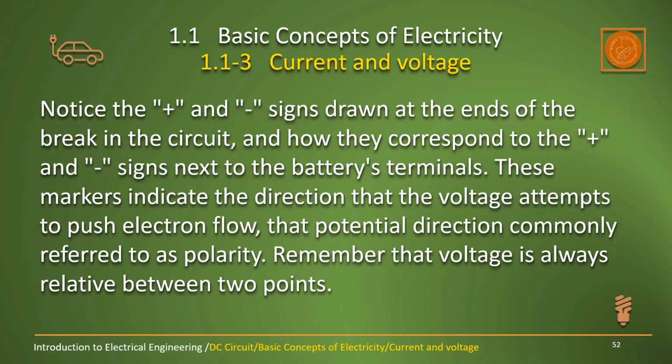Notice the positive and negative, or plus and minus, signs at the ends of the break in the circuit, and how they correspond to the positive and negative signs next to the battery's terminals. These markers indicate the direction that the voltage attempts to push electron flow. That potential direction is commonly referred to as polarity.